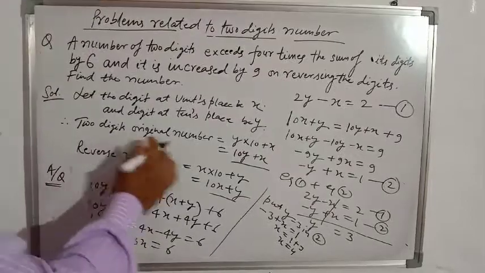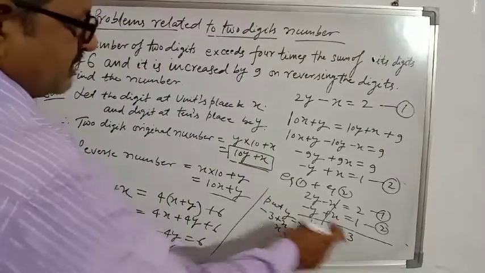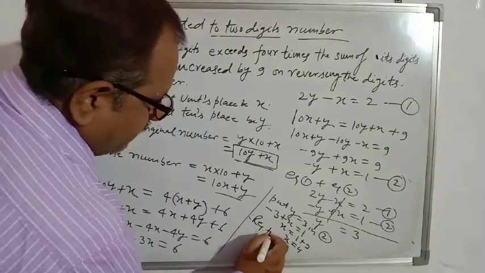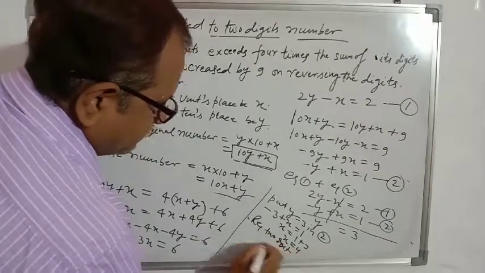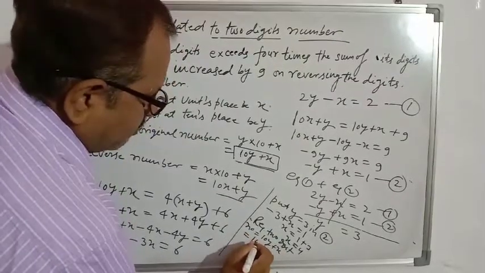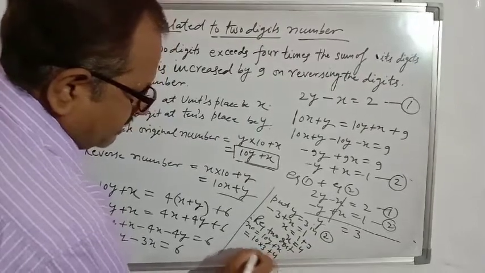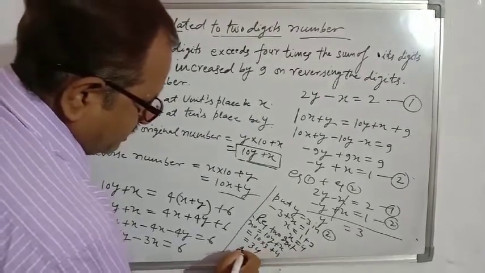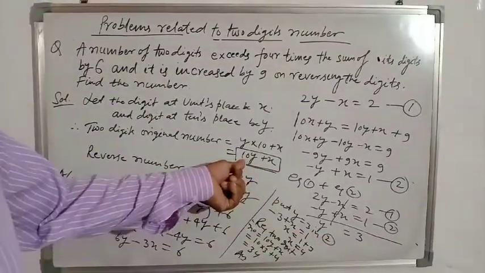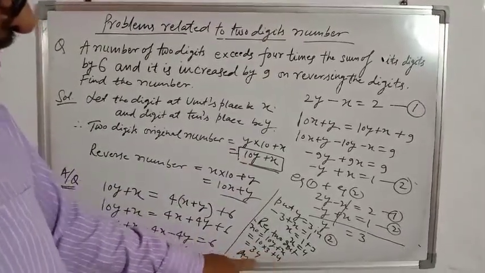But we have to find the two-digit original number, meaning this one, 10y plus x. So put the values of x and y in this. Therefore, the required two-digit number is 10y plus x. Put the value of y, 10 into 3, and x is 4, 30 plus 4, 34. This is the answer. So after finding the values of x and y, we have to put them in the two-digit number 10y plus x.